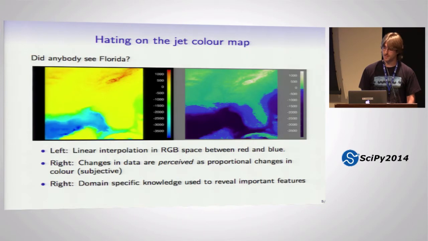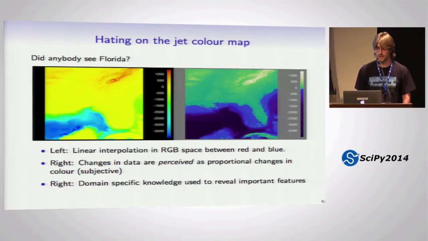Here's 2 of them side by side. The left-hand side is jet. Oh yeah, I'm going to dump on jet for the rest of this talk. That's the color map. The right-hand side is something that's not a continuous color map, but it's using some domain expertise to pull out the shoreline. So the person that made this knew what their data was and knew what they were looking at.